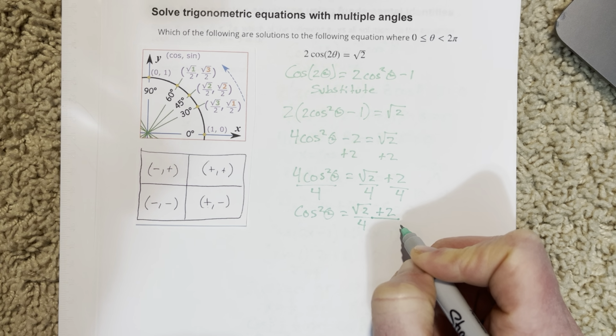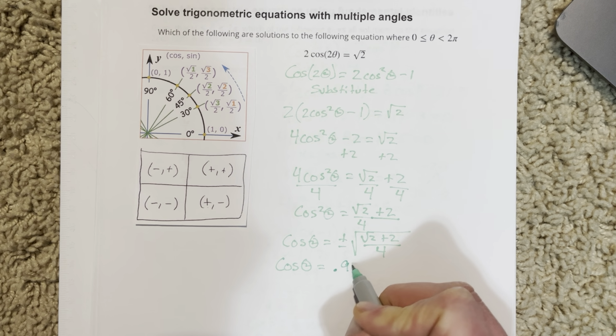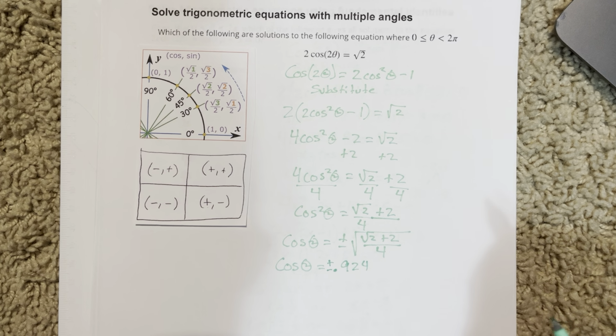Well, I can probably leave that like so and just figure out what is that number there. So I'm going to say cos θ is equal to, I'm going to plug that in the calculator, √2 plus 2 over 4, square root, and I get 0.924. And that's plus and minus. So now I'm going to take the inverse on each side to figure out what θ would have to be. I would say θ is equal to plus and minus cos⁻¹ of 0.924.